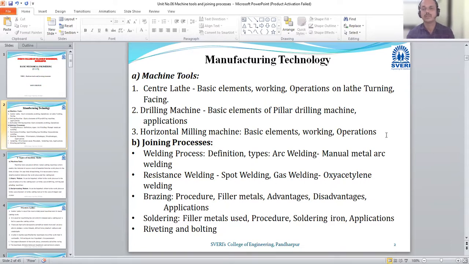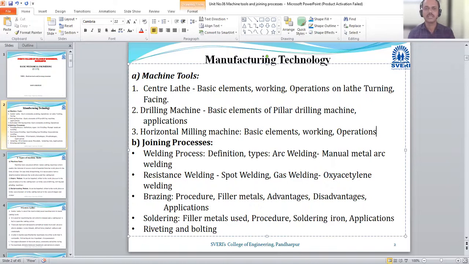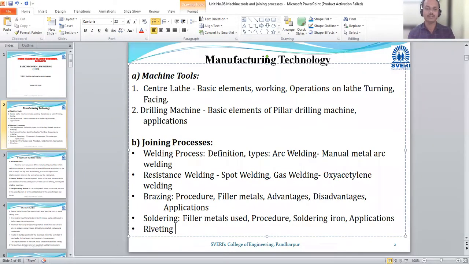These three you do not have to write. One second. That milling machine, horizontal milling machine. It is removed from our syllabus. And that riveting and bolting.